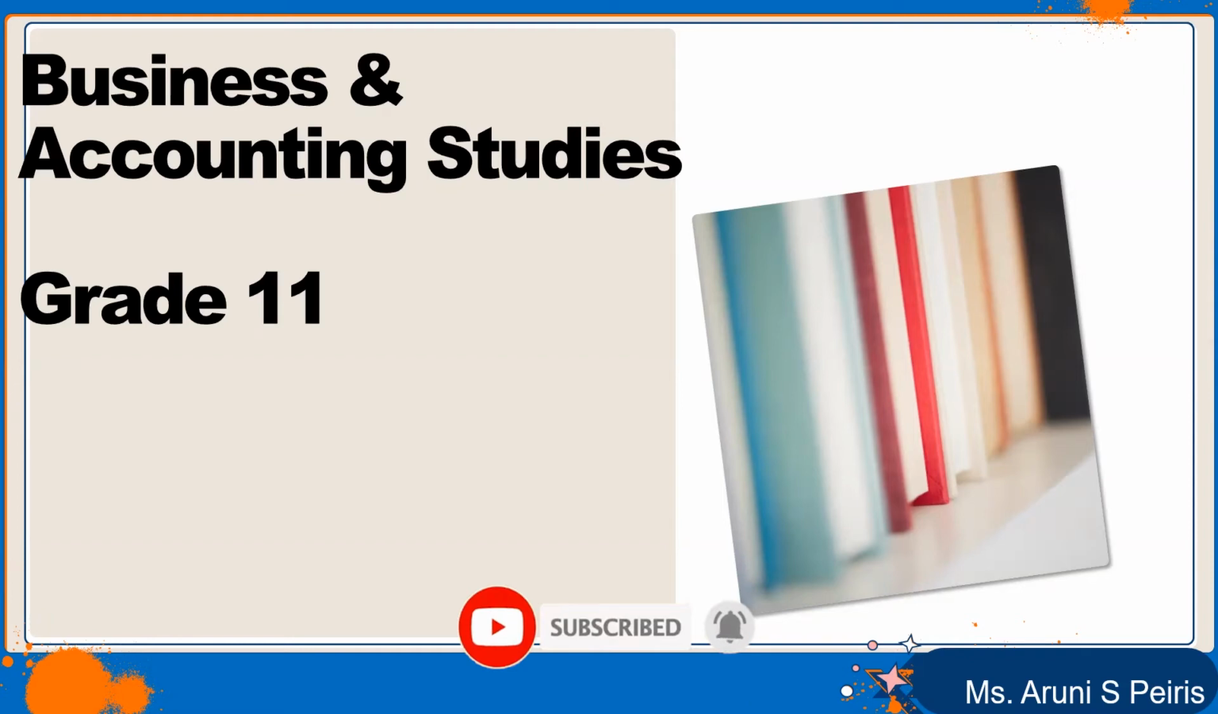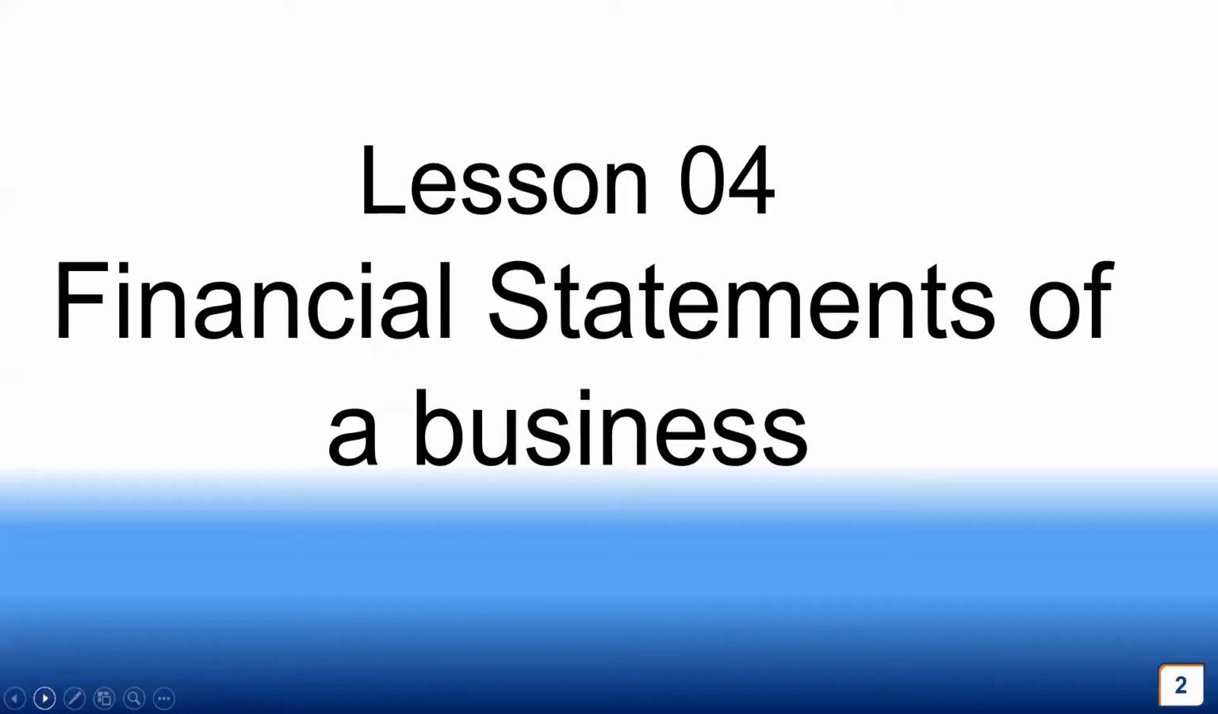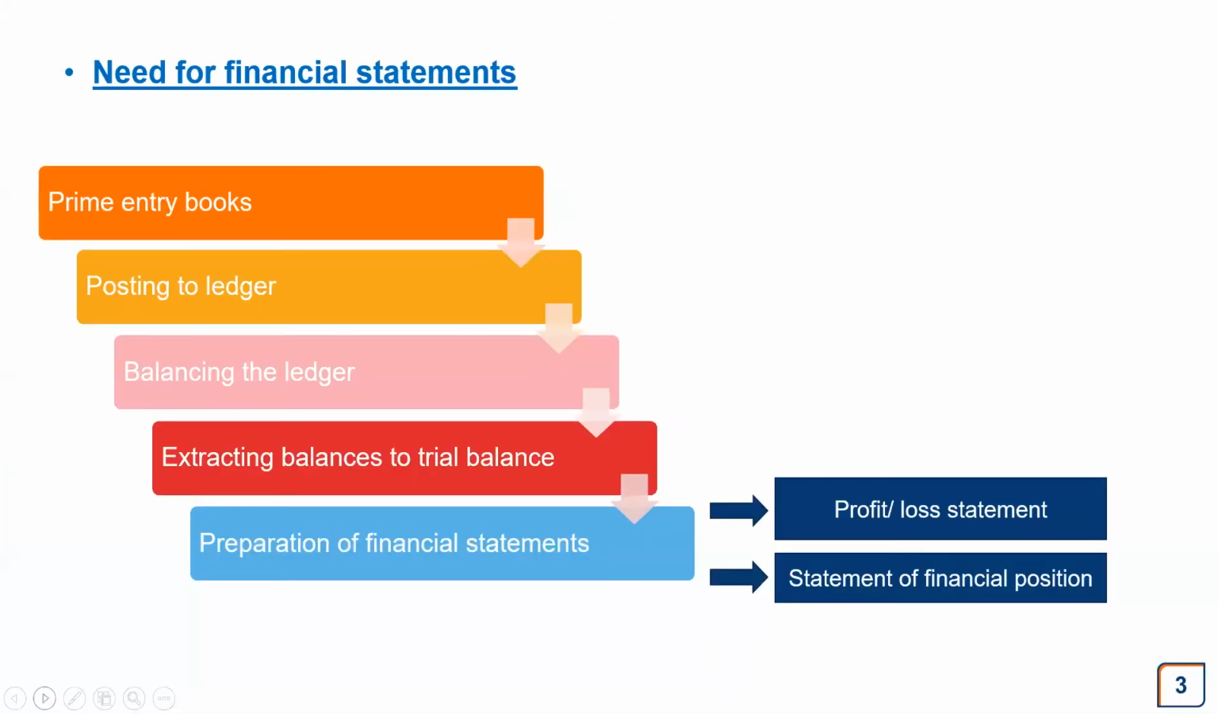So today we are going to discuss our lesson number 4, financial statements of a business. So why do we need to have financial statements? As you could remember, we first record transactions in the prime entry book, then we post it to the ledger, we balance the ledger, and we extract those balances into the trial balance, and then we prepare the financial statements. The need for preparing financial statements is because we have to provide different stakeholders with the business position and the results of the business.